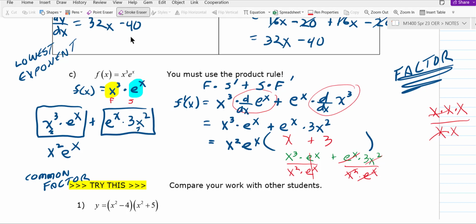So what did I say? You take the lowest exponent out. That's why x squared came out of the parenthesis. Like if you have an x to the fourth and an x to the sixth, you're going to take an x to the fourth out. Okay? Yeah. So when we took out the e to the x, why wasn't one left over?